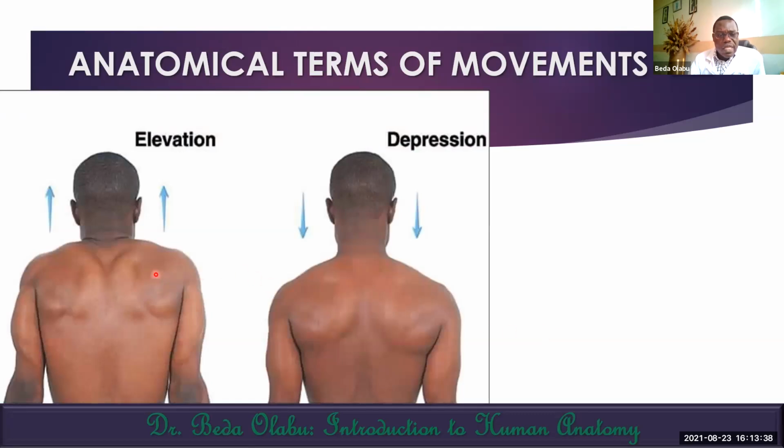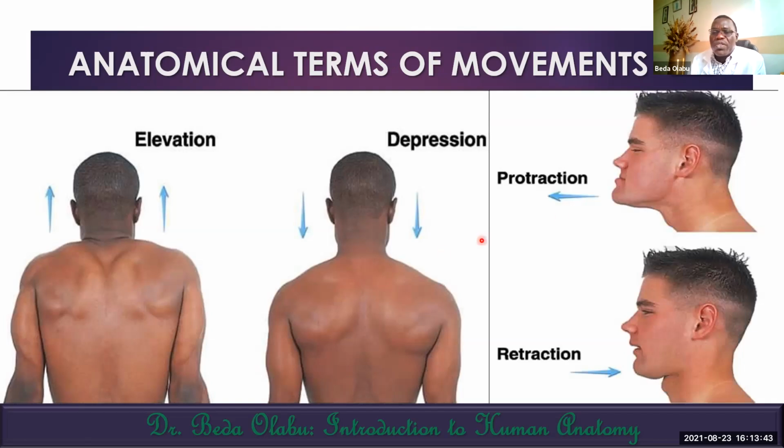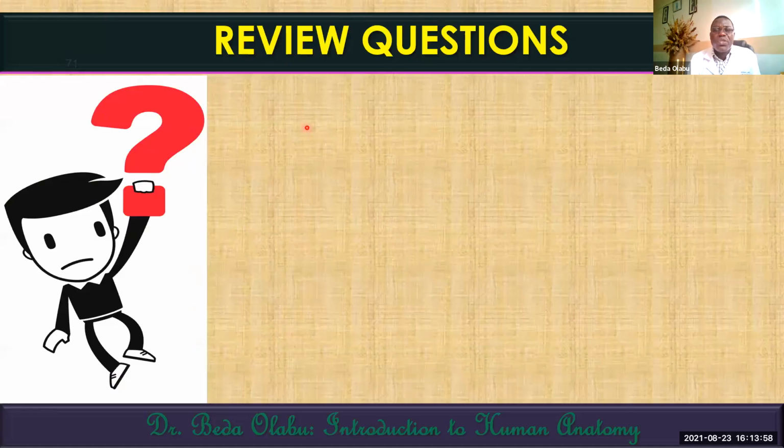So in this one, that is elevation and that's depression. I think that's straightforward. Now, this is what I was telling you. So this is to protrude. Your lower jaw has protruded and it has retracted here. Right, so those are the terms of movement that I wanted you to be familiar with.